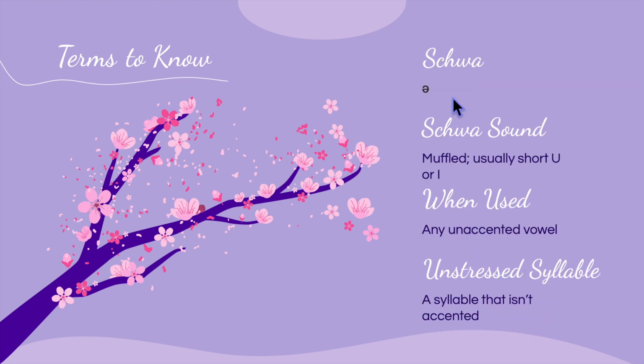If you've ever looked in the dictionary and seen this upside down backwards E, that is what we call a schwa. And the schwa sound is a muffled sound that usually comes out sounding like a short U sound, or sometimes a short I sound. The schwa sound can replace the vowel sound in any unaccented vowel in a word. And finally, an unstressed syllable is a syllable that isn't accented.